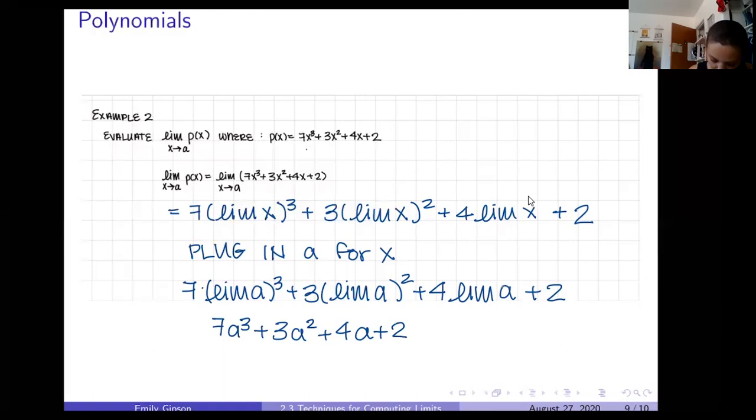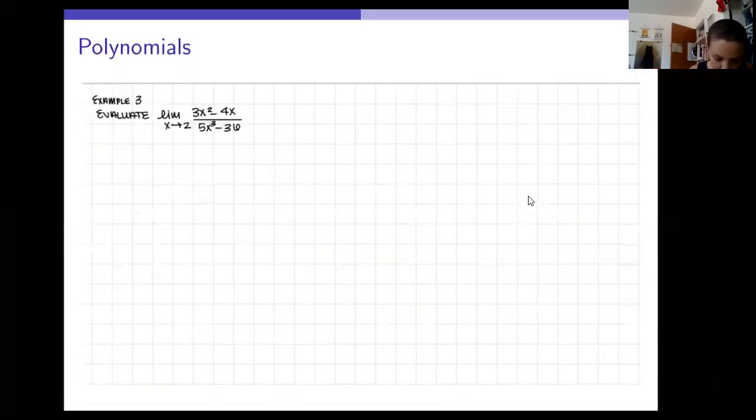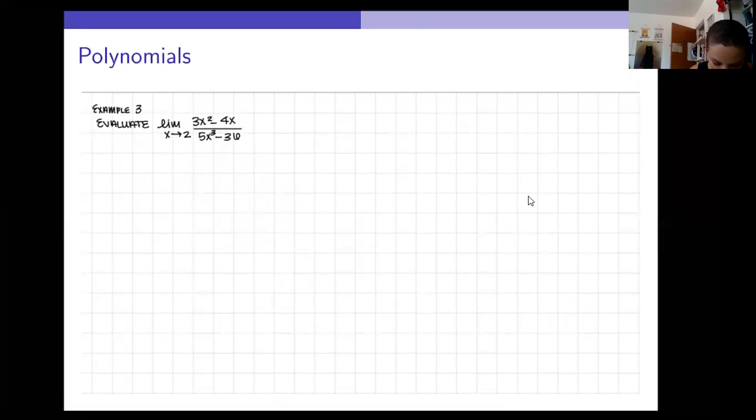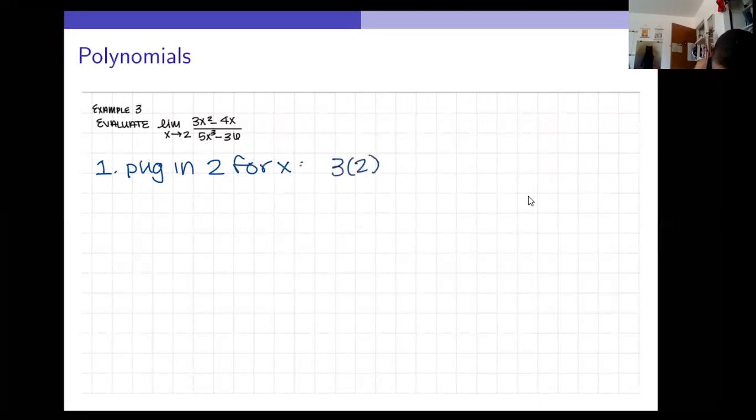I've got one more example for you, and then we're going to be done for today's lecture. Evaluate the limit as x approaches 2 of 3x squared minus 4x over 5x cubed minus 36. Again, all we have to do is plug in the number 2 and check that our denominator doesn't equal 0. So our first step is plugging in 2. This looks like 3 times 2 squared minus 4 times 2, all over 5 times 2 cubed minus 36.